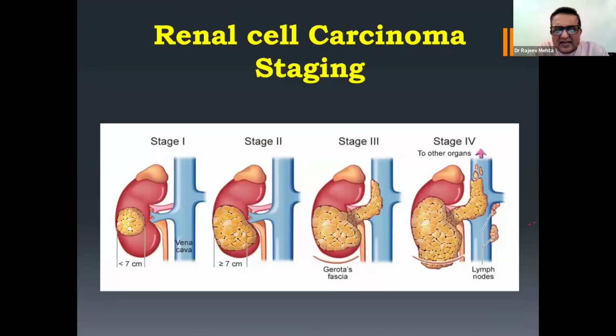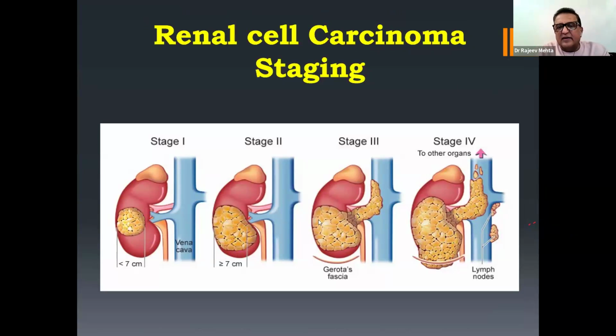Now, there's a very simple diagram to explain your renal cell carcinoma staging. Stage 1, generally, is when the tumor is less than 7 centimeters, confined to the renal capsule within the kidney itself. It may extend beyond the kidney, but it is not invading the perirenal fat space. When the tumor is more than 7 centimeters, it becomes stage 2.